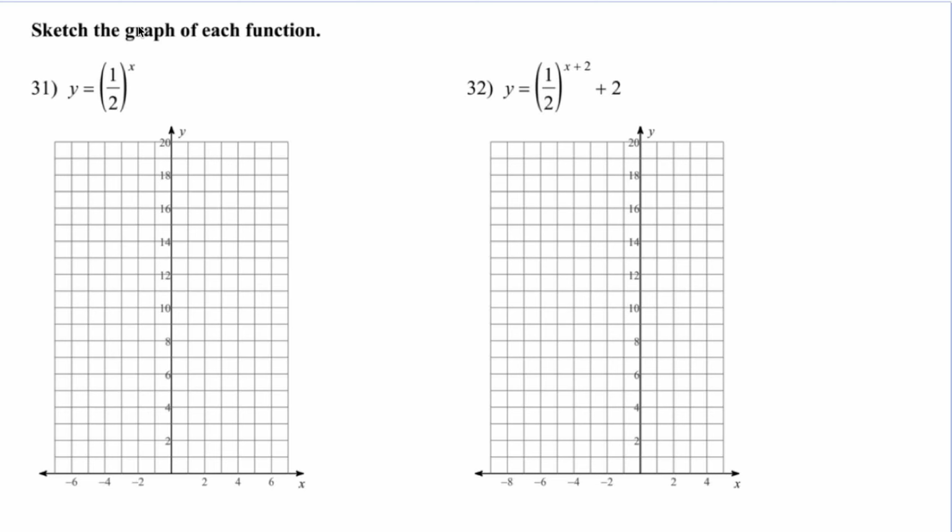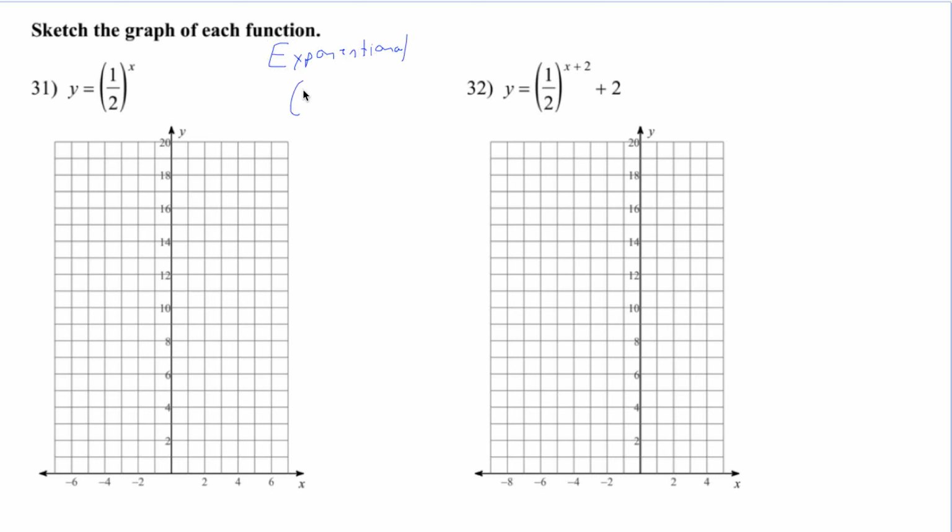32 are graphing exponential equations. These were both actually exponential decay because we have a 1/2, so a number smaller than 1. We know when we graph exponentials, the graphs go through 3 points. The parent function goes through 3 points.